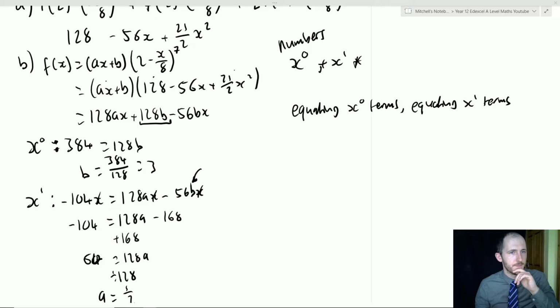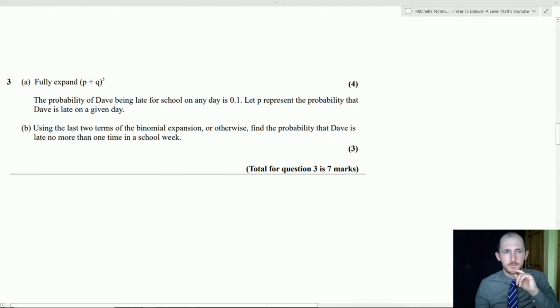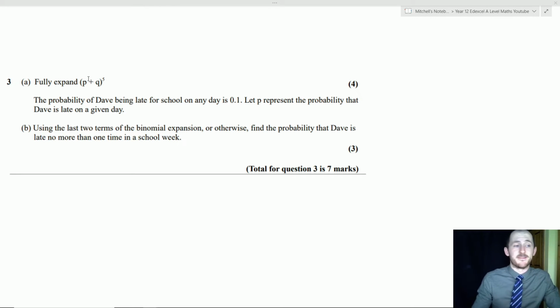Okay. Let's go to the next one then. This next one is a bit of a pain in the backside because we have to fully expand it, which is kind of annoying. But I'll show you it's actually not that bad.